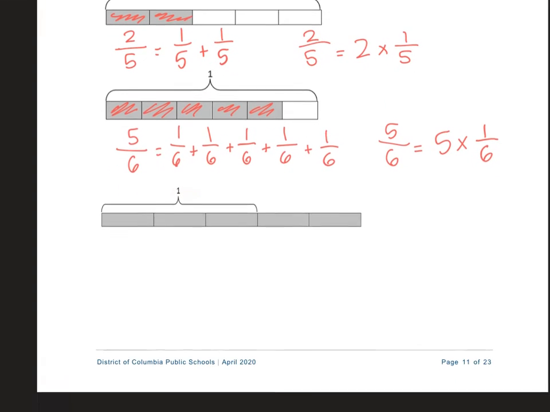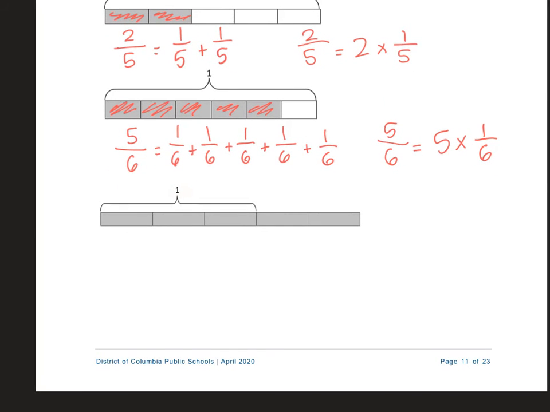Okay, moving on down, last one. Okay, same thing. I notice here that this time my whole, there are 3 units in my one whole. So that means my denominator is going to be 3. And I see that I have a total of 1, 2, 3, 4, 5 thirds. Okay, so I know that 5 thirds is the same as 1/3 plus 1/3 plus 1/3 plus 1/3 plus 1/3.